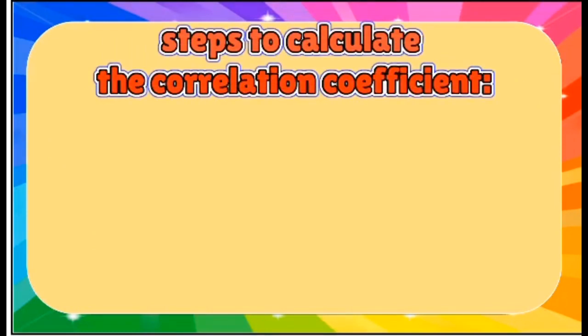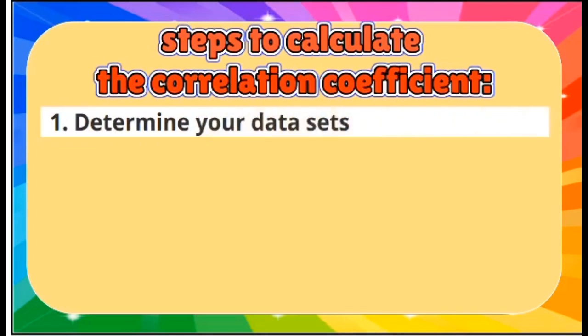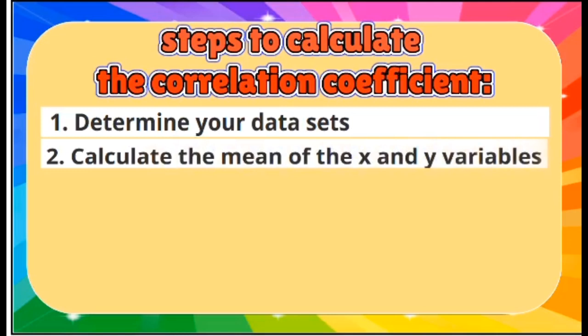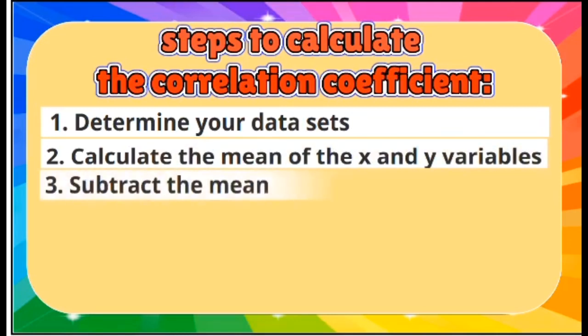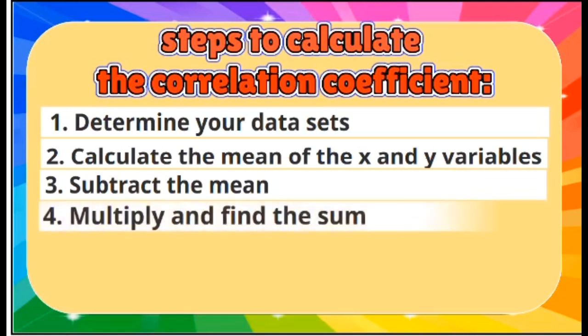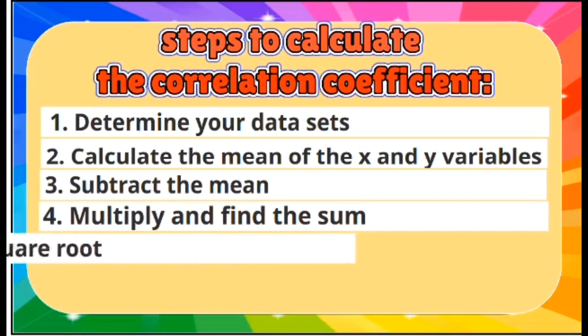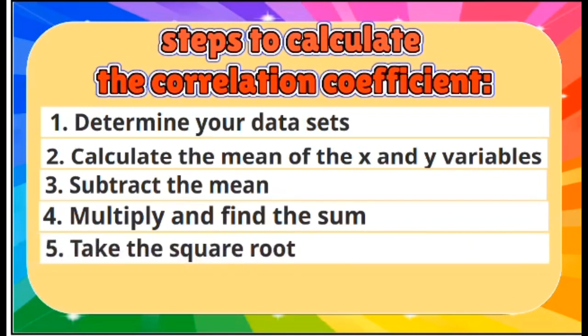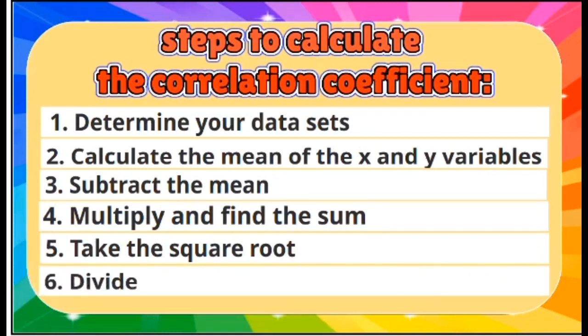Steps to calculate correlation coefficient. First, determine your data sets. Second, calculate the mean of the x and y variables. Third, subtract the mean. Fourth, multiply and find the sum. Fifth, take the square root. And sixth, divide.